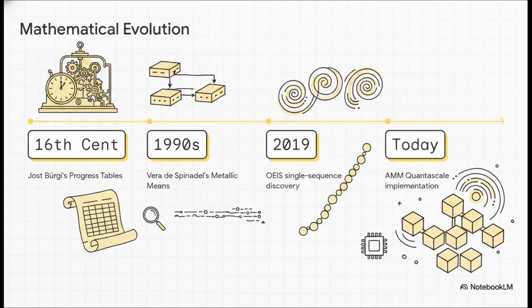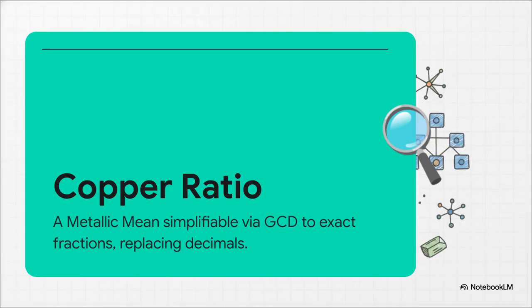And today, developers are actively translating these historical frameworks directly into smart contracts for AMM quantascale. The ultimate weapon here is the copper ratio. Part of Vera de Spinadel's metallic mean family, this specific ratio provides the exact algebraic framework needed to generate those division-free integer recurrences for AMM tick spacing. Because it can be perfectly simplified using just the greatest common divisor down to exact massive integer fractions, it completely replaces the need for irrational decimal numbers on chain. We are quite literally swapping out sloppy decimals for perfect historical integer ratios.